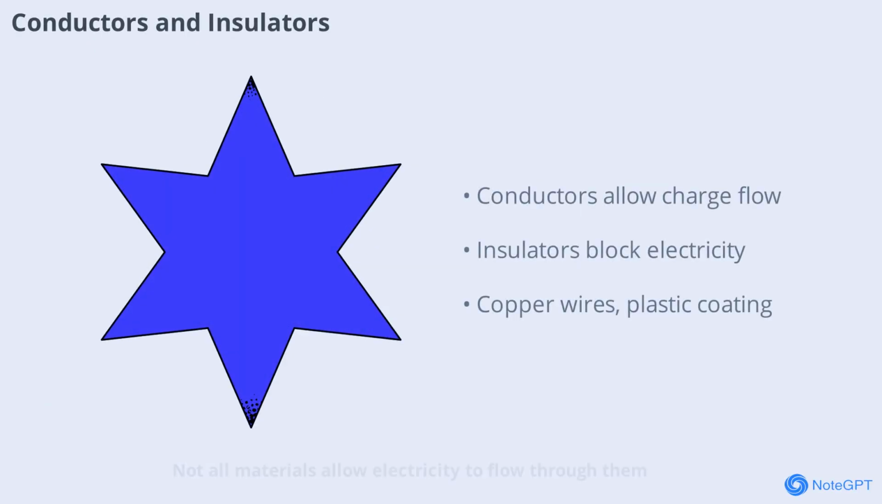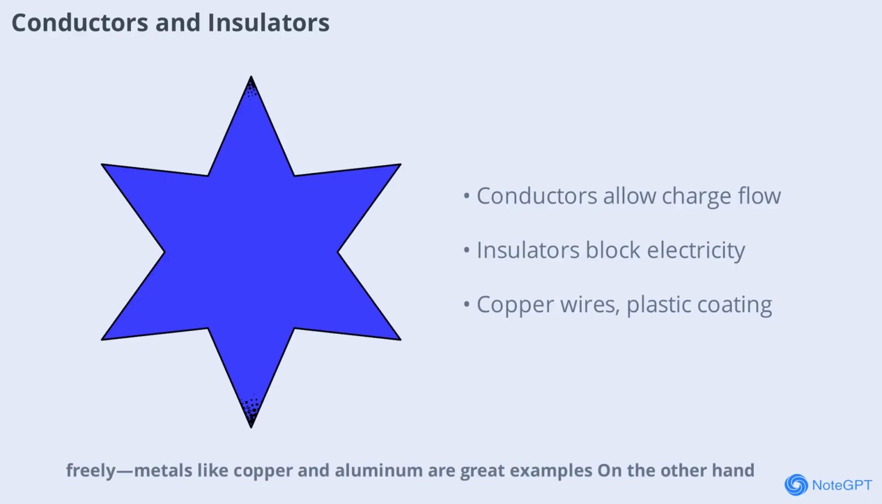Not all materials allow electricity to flow through them. Conductors are materials that let electric charge move freely. Metals like copper and aluminum are great examples. On the other hand, insulators such as rubber, glass, and plastic do not allow electric charges to pass through easily. This distinction is crucial in designing electrical circuits and devices.